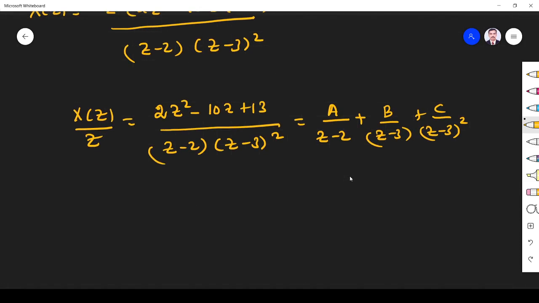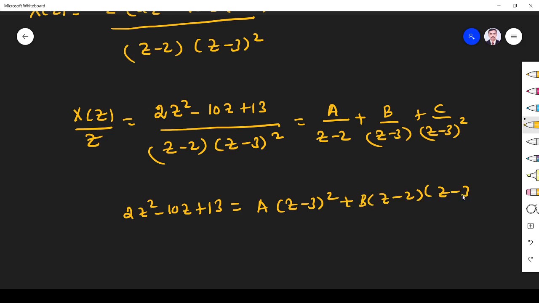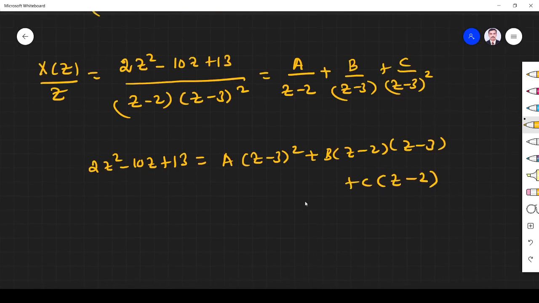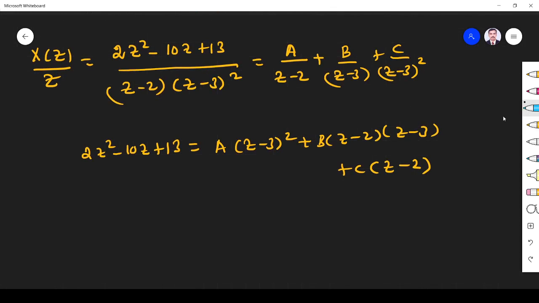Now hereafter everything is simple. So this will be cancelled. So 2z square minus 10z plus 13 is equal to, I take cross multiplication, A into z minus 3 whole square plus B into z minus 2 into z minus 3 plus C into z minus 2. Fine. So I do the manipulation.